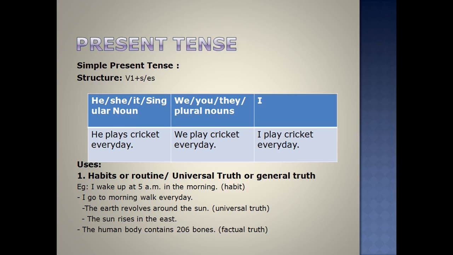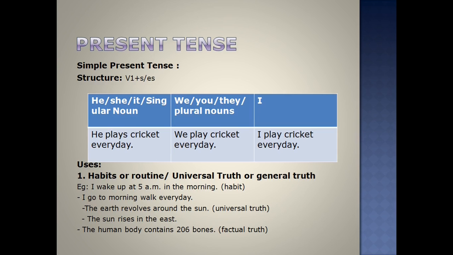Now where can we use the present tense? Let's learn the different uses of present tense. First is habit or routine, universal truth or general truth. When we talk about our habits or any routine activity, we generally use the present tense. For examples, first is I wake up at 5 a.m. in the morning. That is a habit. Next one is I go to morning walk every day. It is also a habit.